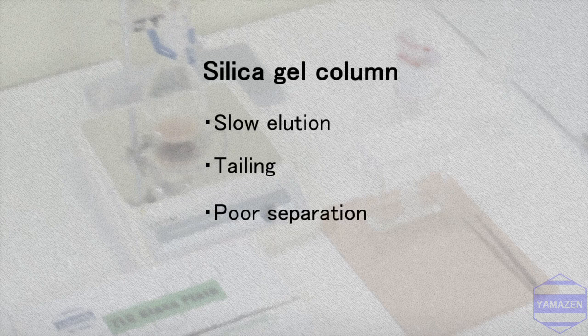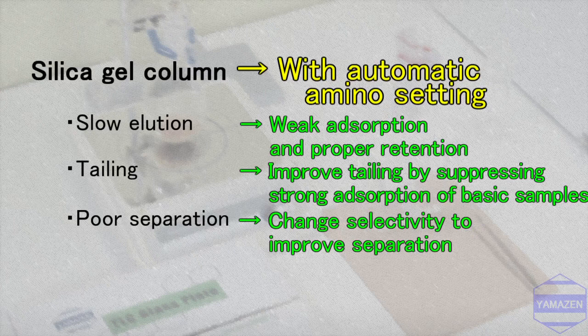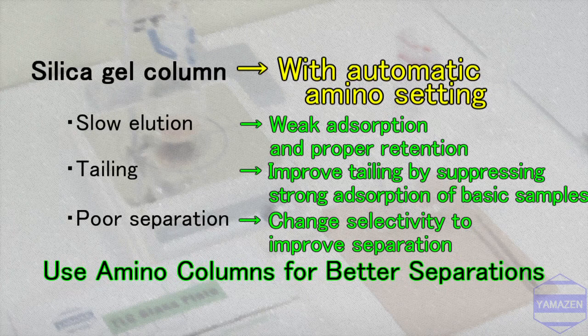When elution is slow, both time and solvent are consumed unnecessarily, and the peak becomes broad, increasing the fractionation volume and the time required for subsequent processing. One of the best solutions to these problems is to use an amino column.